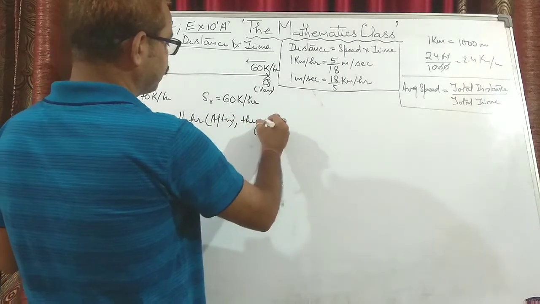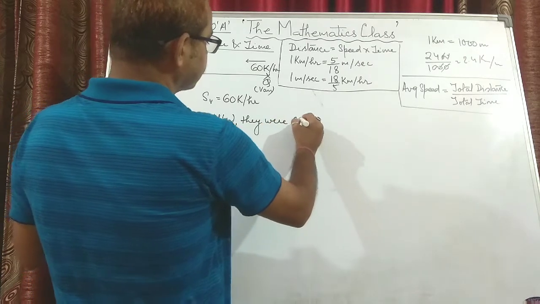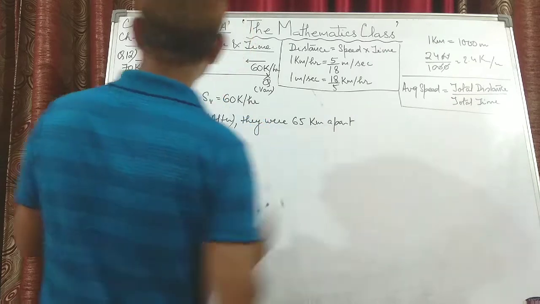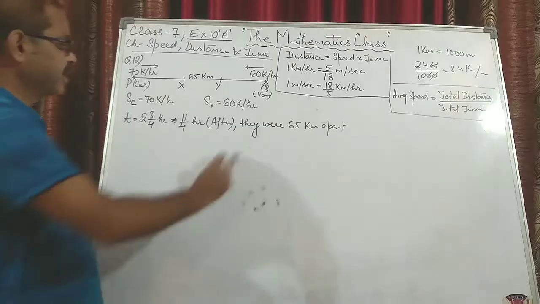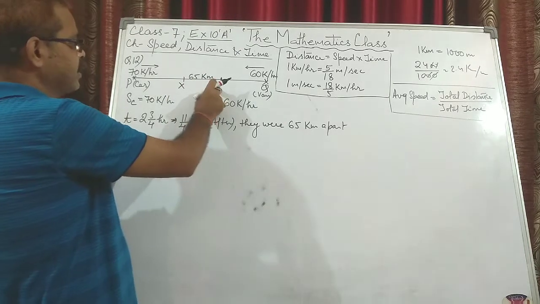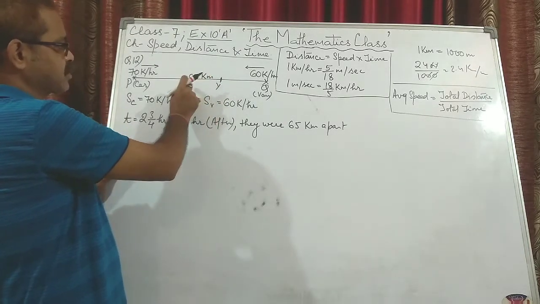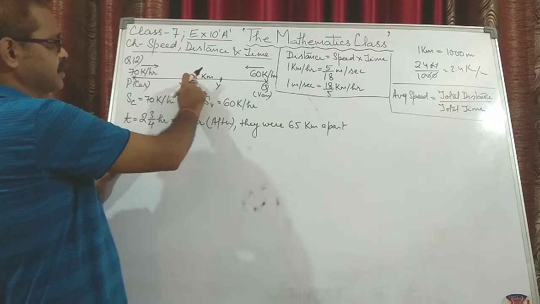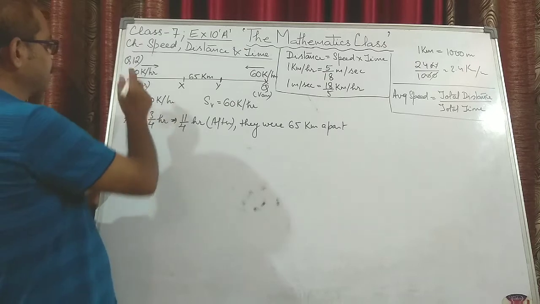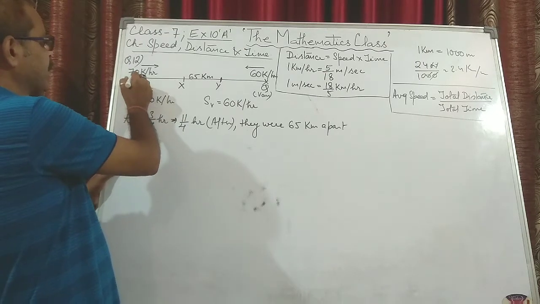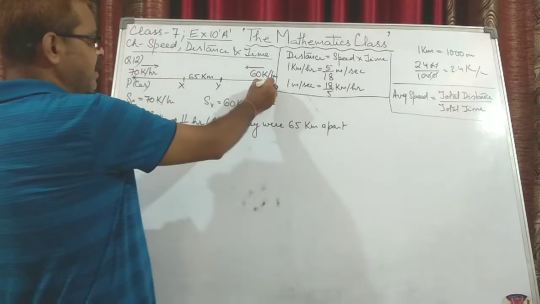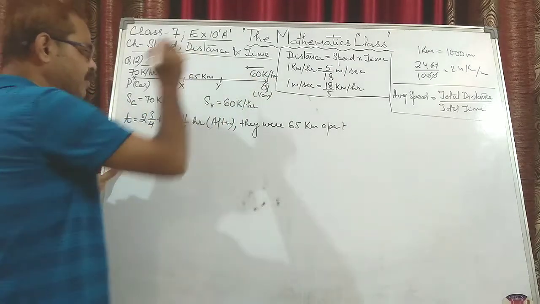They were 65 kilometers apart. It means that let us take 2 points X and Y, which denote that the distance between X and Y is 65 kilometers. It means after 11 upon 4 hours, the car has reached point X and the van has reached point Y.